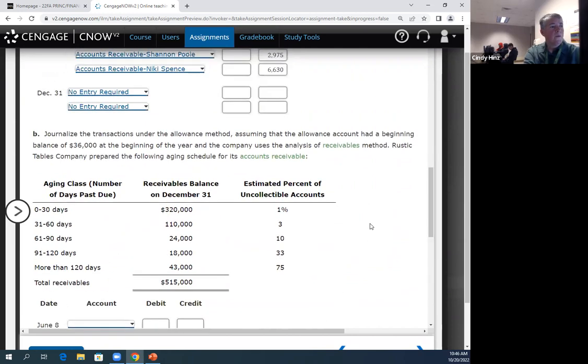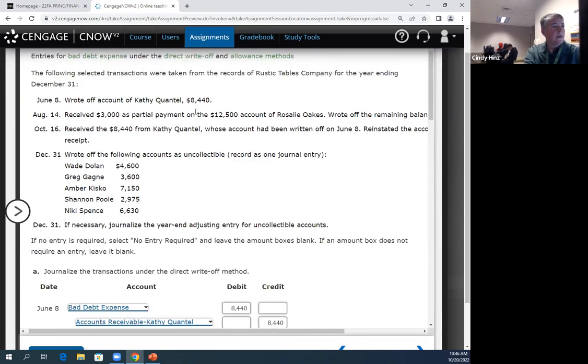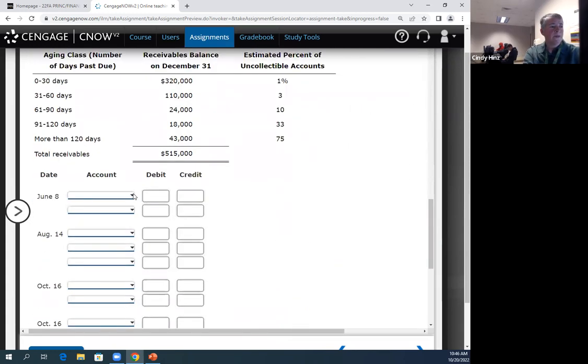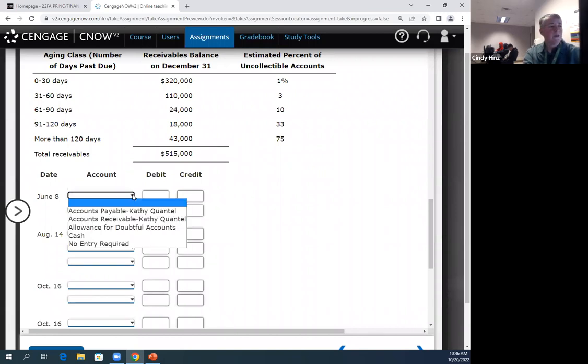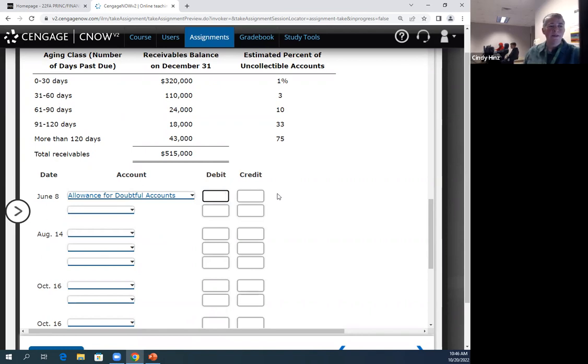Okay. So let's start with June 8th. On June 8th, we wrote off that account of Kathy Quantel. So remember, when we use the direct write-off method, we would report the expense at the time we write off the account. When we use the allowance method, we write off the account to the allowance. In other words, we debit the allowance rather than an expense account. We already estimated an expense at the time the revenues were recorded, which, as we said, could have been last month, it could have been 2 years ago.